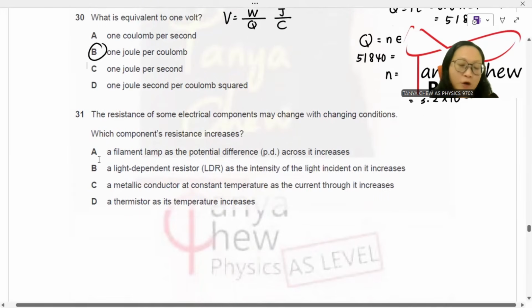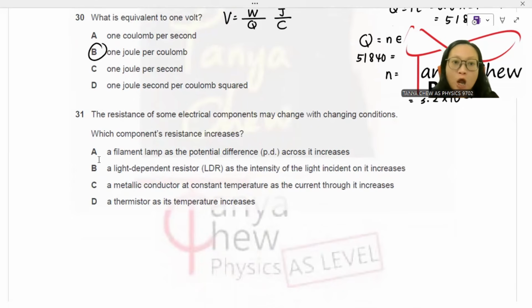31, the resistance of some electrical components may change with changing conditions. Which component's resistance increases? A, a filament lamp, as the potential difference across it increases. This is true. The resistance of the filament lamp would increase due to the PD across it increasing. Now let us check B. LDR, as the intensity of light incident on it increases.